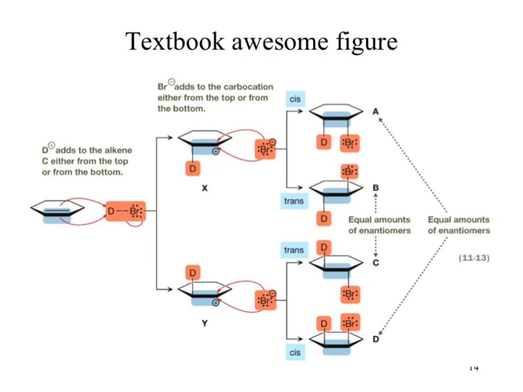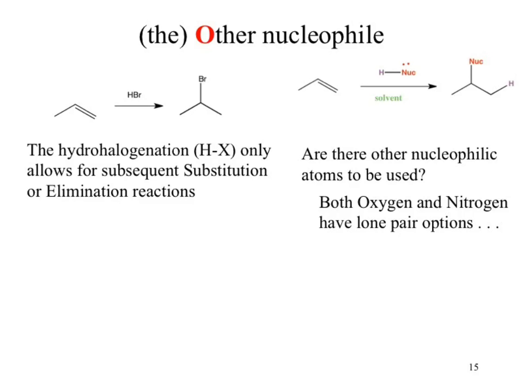Questions when it comes to stereochemistry? The other nucleophile. So in our hydrohalogenations, if we look at our product that comes out of this, we end up with what functional group? What functional group?